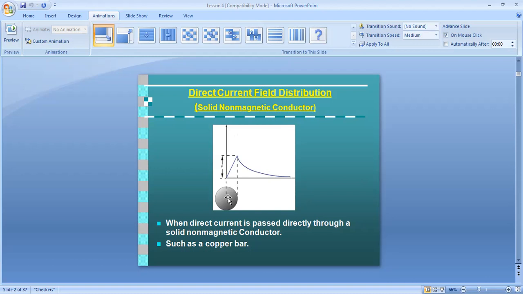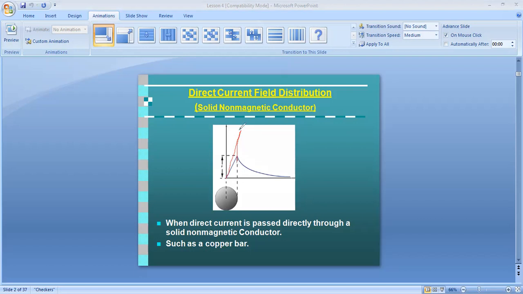So if this is your conductor, we have to keep the component close to the conductor. Then only your magnetic field will be high. If you keep the component farther away, the magnetic field will be less. That's why we always have to keep the component near the conductor. This is the field distribution. There is not much magnetic field within the conductor because the conductor is non-magnetic. If the conductor is magnetic, then this graph will not stop here; it will go like this.